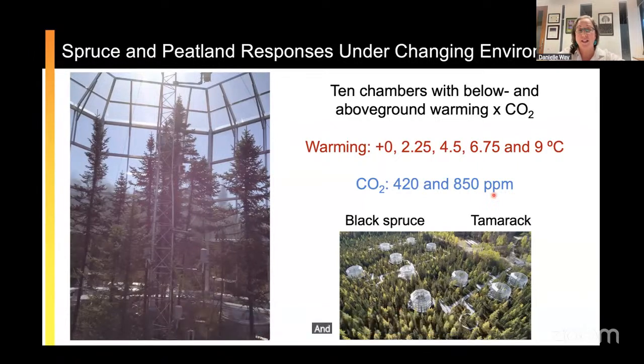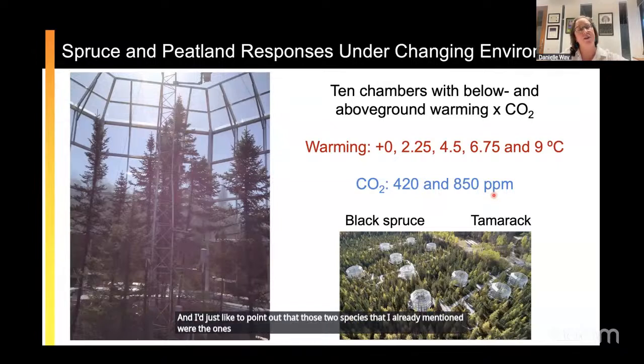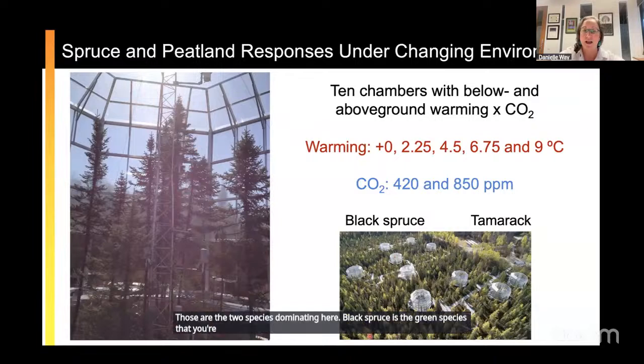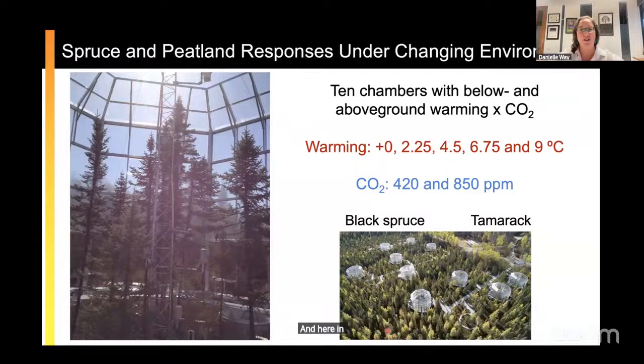And I'd just like to point out that those two species that I already mentioned were the ones where we do see the shift in the thermal optimum in the seedlings. Those are the two species dominating here. Black spruce is the green species that you're seeing in these pictures. And here in the autumn, you can see the tamarack starting to turn yellow because it's going to lose its needles.